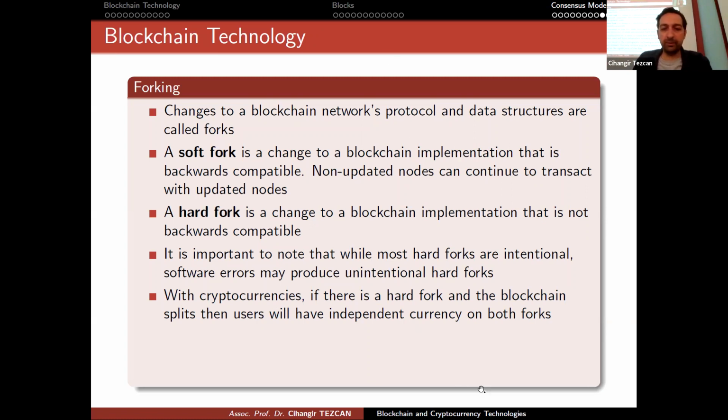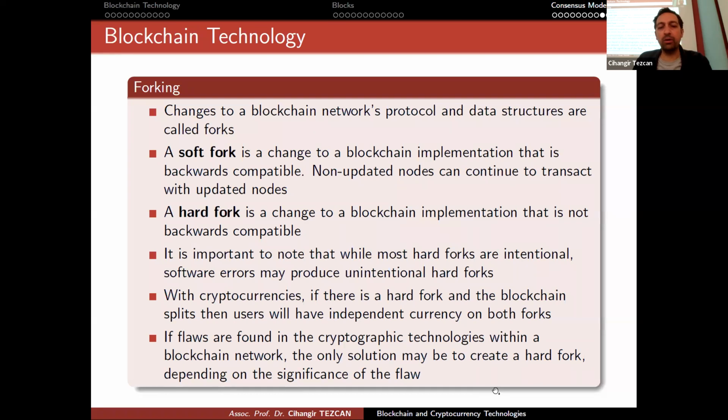If flaws are found in cryptographic technologies within a blockchain network, the only solution may be to create a hard fork, depending on the significance of the flaw. So assume that we found a very easy way to find collisions for SHA-256, then all of the security of Bitcoin will be lost. So at that point, we have to create a hard fork by removing SHA-256 and maybe putting something new like SHA-3-256 and so on. So there may be hard forks in the future due to some flaws that we found.